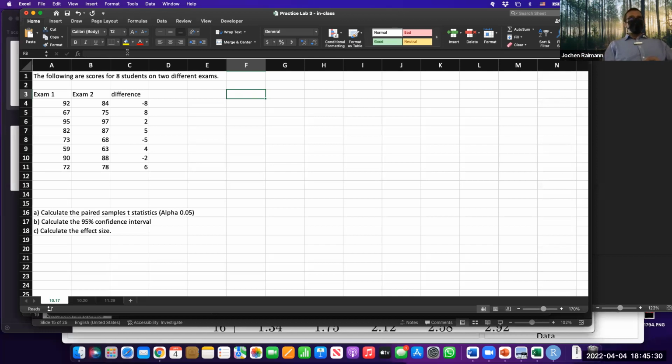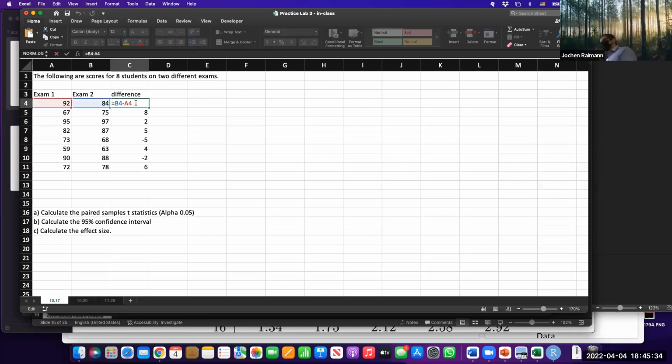There's 3 things on the bottom. Yes, the 3 things on the bottom are 3 different worksheets. So we have 3 different worksheets to solve, and these are going to be super simple, super fast. We have 8 scores of 8 different students. We have an exam 1 and an exam 2. What tests do you think we're going to be doing?